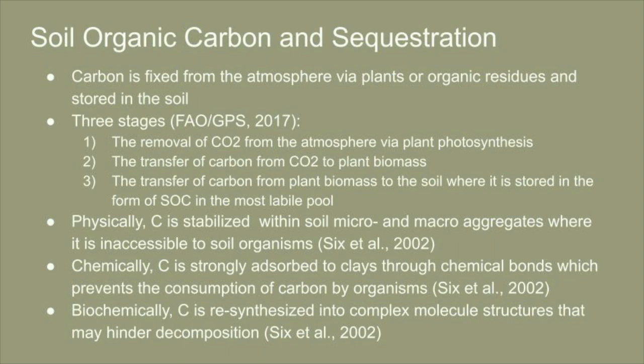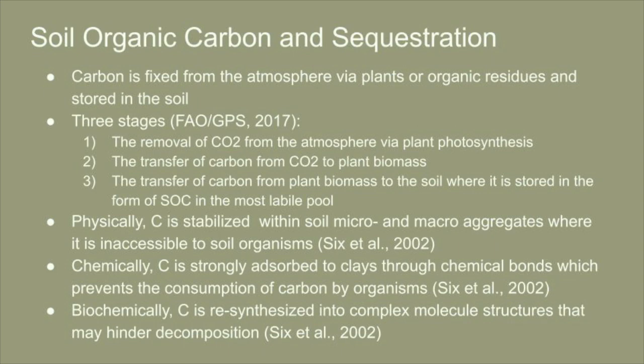Soil organic carbon sequestration is the process by which carbon is fixed from the atmosphere by plants or organic residues and stored in the soil. When dealing with carbon dioxide, it involves three stages. The first is the removal of carbon dioxide from the atmosphere by plant photosynthesis. The second is the transfer of carbon from carbon dioxide to plant biomass. And the third is the transfer of carbon from plant biomass to soil, where it is stored in the form of soil organic carbon in the most labile pool.